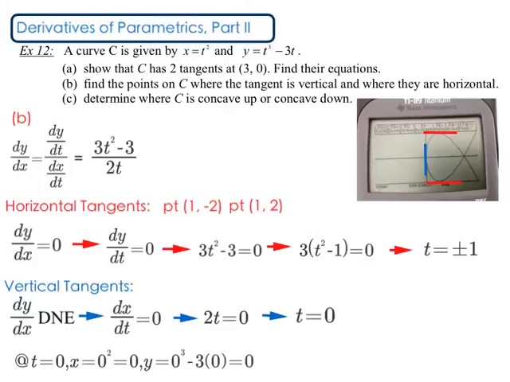Okay, so we have horizontal tangents at the points (1, -2) and (1, 2), which I see if I go back to the picture: (1, 2) and (1, -2). And then my vertical tangent at the point (0, 0). So the points that I'm getting make sense. All right, let's move on to part C.